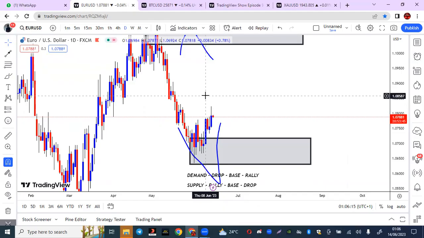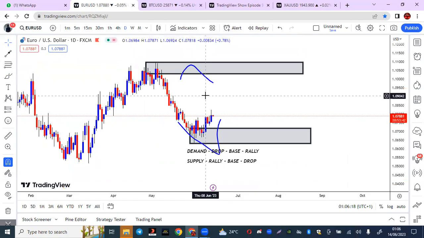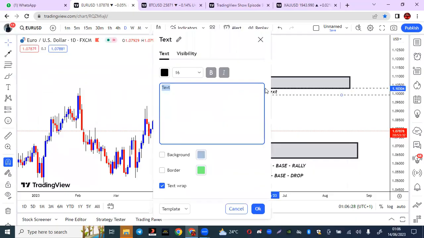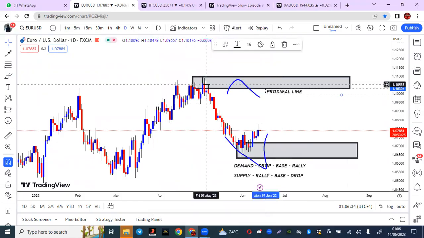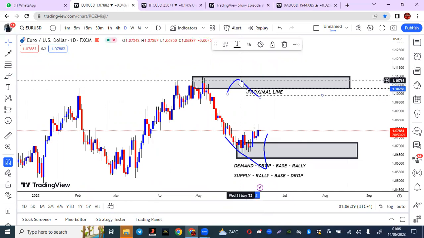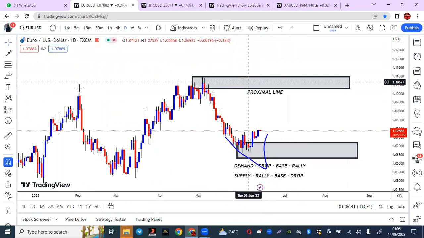All right, so that's the first topic. So now you understand. Now market moves from high curve and then low curve. So the last thing we'll talk about is what we call our proximal line. This line here. Proximal line, and this is our distal line.